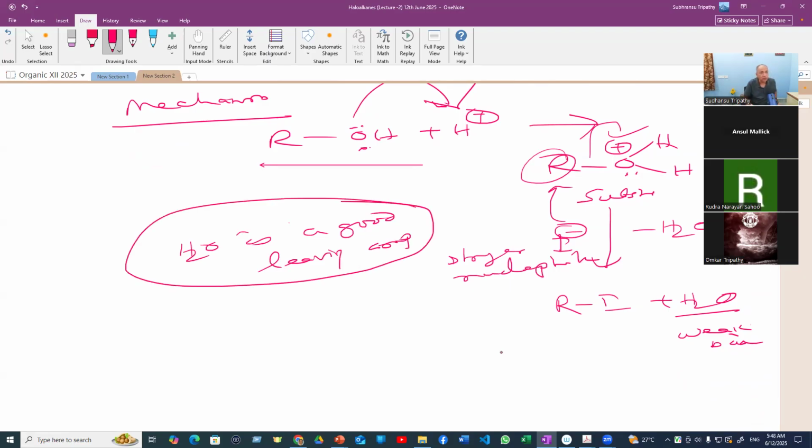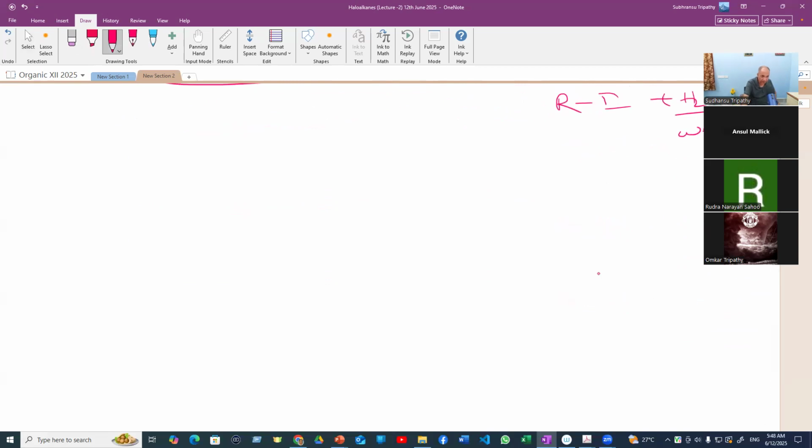And that is why the slogan: a stronger base can displace a weaker base, because weaker bases are good leaving groups. They will go. Stronger bases are good attacking groups. They will attack and stick onto the carbon, and expel out the weaker base as a leaving group. Now see, another example I'm giving you.